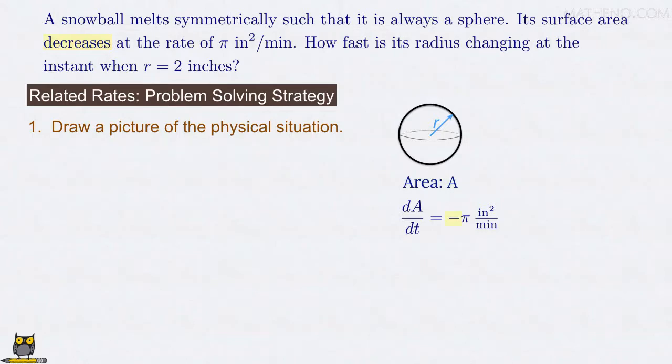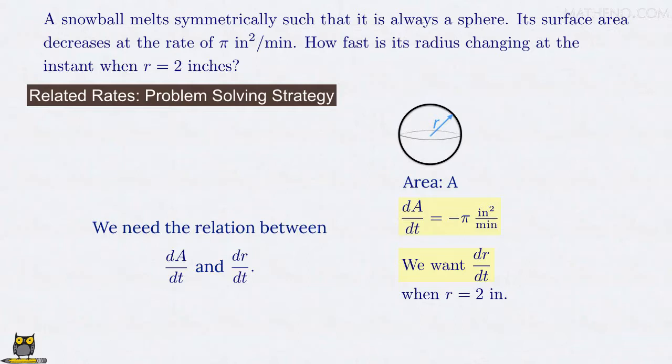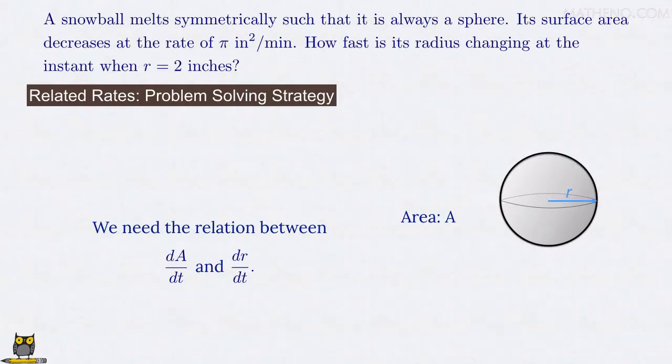Let's also note that the question is asking us, how fast is the radius changing? That is, we need to find the value of dr/dt at a particular instant when r equals 2 inches. We won't actually make use of that value until the end of our solution. We notice that the problem is telling us something about dA/dt and is asking us something about dr/dt, and so we need a relation between those two quantities. Let's think about what that relationship means physically for a moment and focus on the area A and the radius r.